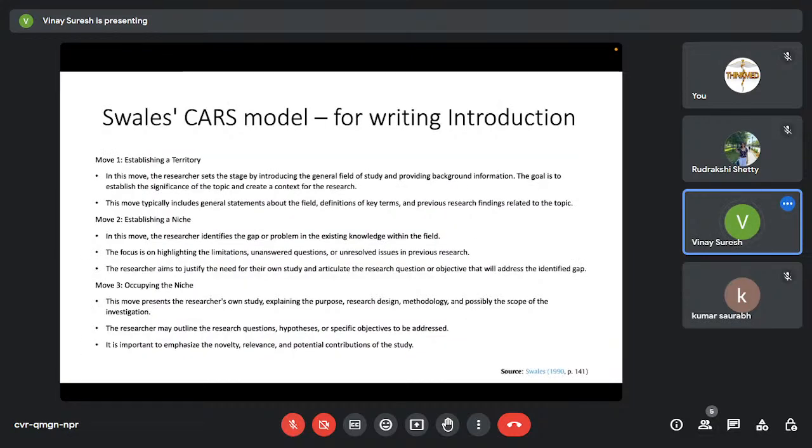You shouldn't miss that. Now, this is the Swales CARS model. It's used for writing the introduction. It has three moves that an author can actually do: establishing a territory, establishing a niche, and occupying the niche. So it's quite self-explanatory. You can read up the entire model. And what I explained before is basically the same thing.